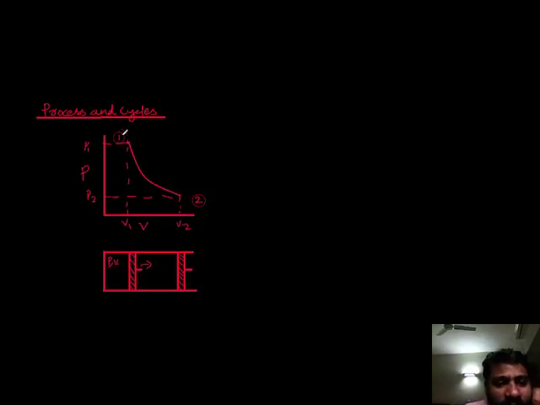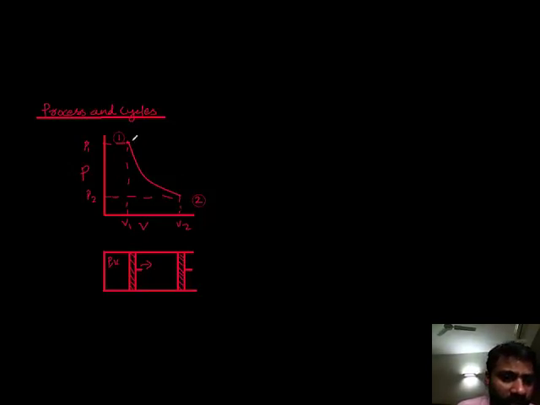Now from state 1 there is a change of properties to state 2. So this change of properties of the system is called the process. Fine, there is a change of the state of the system from state 1 to state 2. So that change is called a process.